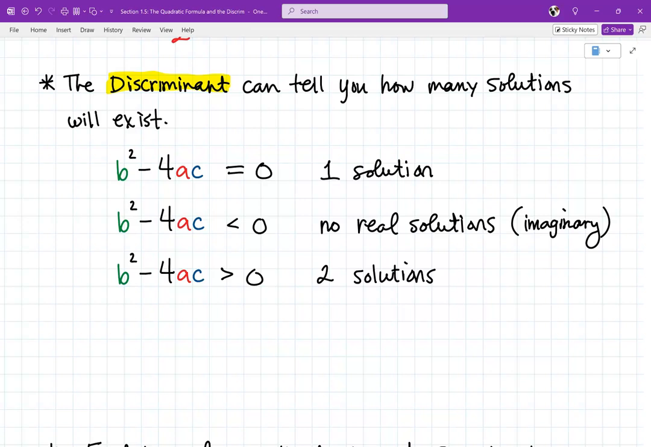Well, if you do the discriminant, b squared minus 4ac, and the answer comes out to 0, that means there's one solution. What's the solution? Well, I don't know. I've got to put it into the whole formula. But I know there's one, though.